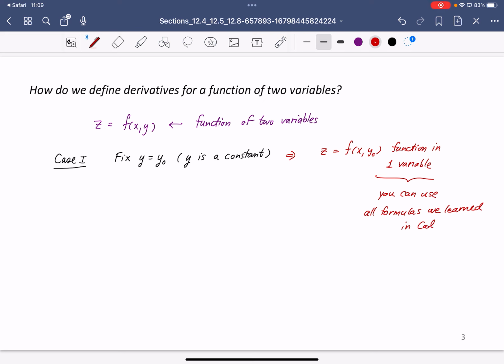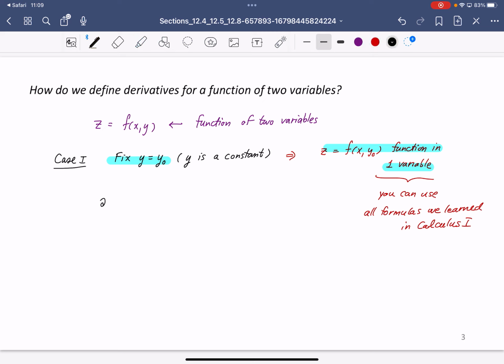So basically, the thing that you learn in calculus 1, you're going to use it in calculus 2, because when we take the derivative, we're going to fix y equal to a constant, and then you can take the derivative because you can view this as a function in one variable. So basically, we're going to do this.